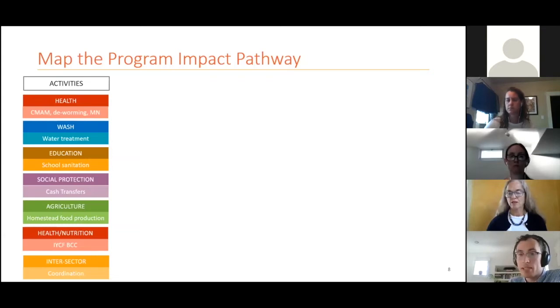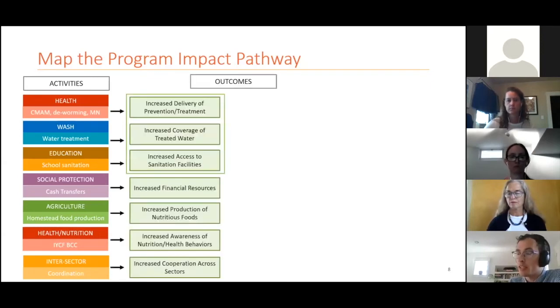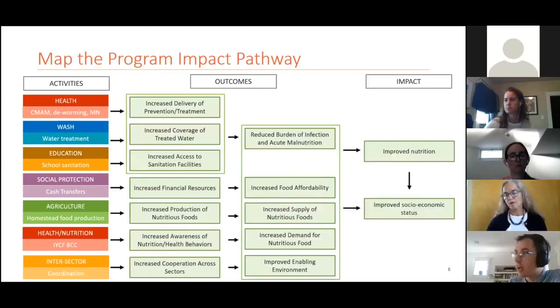So here we have a highly simplified program impact pathway for this hypothetical West African program. So once we've organized each activity under its relevant sector heading, we describe how each activity leads to a set of immediate outcomes, long-term outcomes, and then finally our proposed overall program impact.